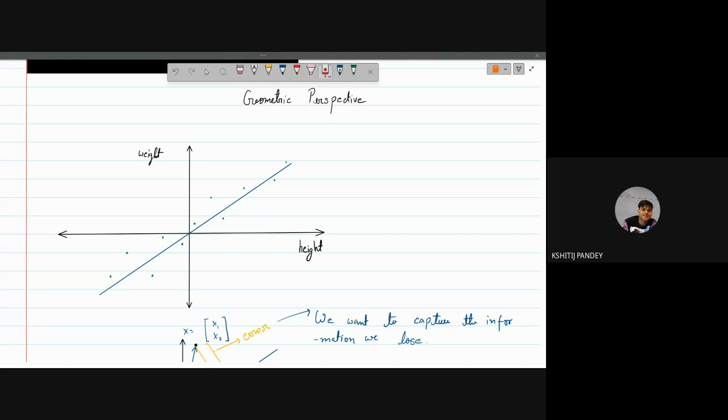The y-axis, which is for weight, is the best direction to measure the variance of weight. Whereas the best fit line we have is the best direction to measure the combined variance. Yeah, is this clear? Yes, no?